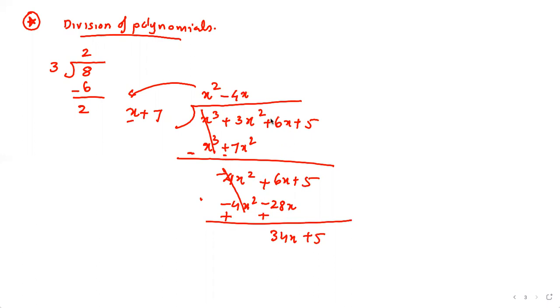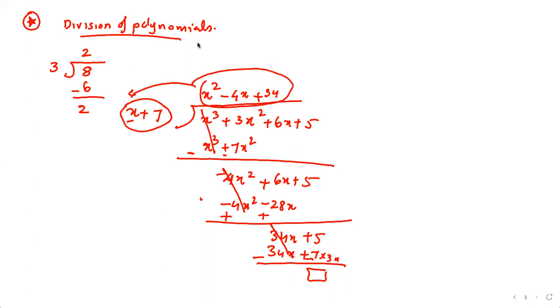After this, now you've got to cancel this 34. So you take plus 34 here, so that you get 34x. So you get 34x plus 7 times 34, whatever you get. This cancels, and you get 5 minus 7 times 34. Whatever that answer comes to is the remainder out here. This is your quotient, and this is your divider. So that's how you do general polynomial division in this kind of question.